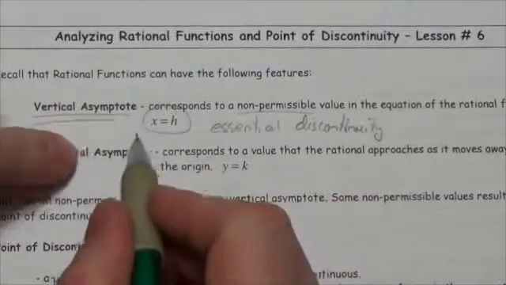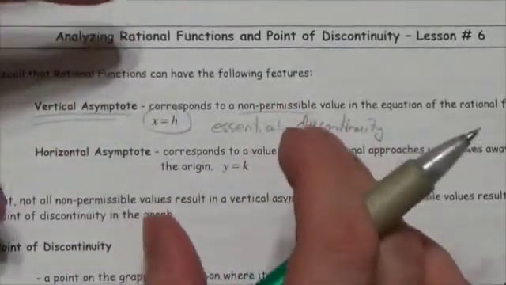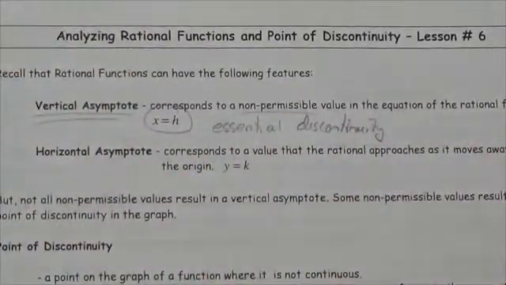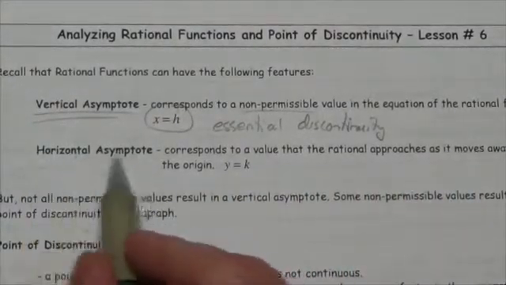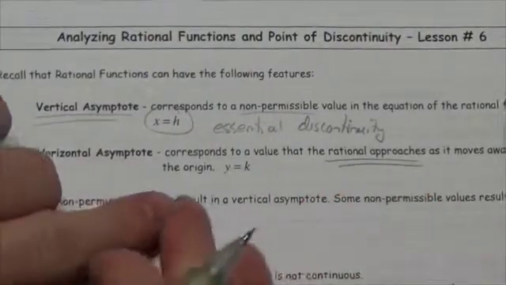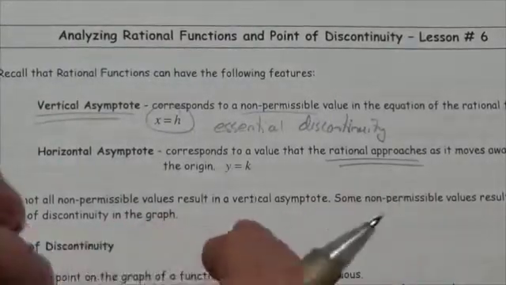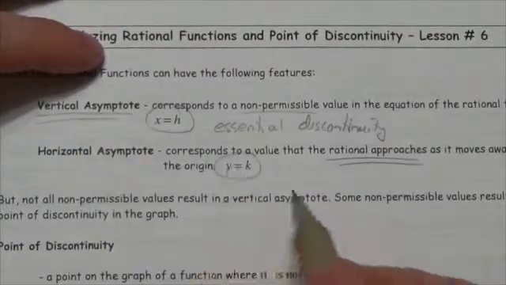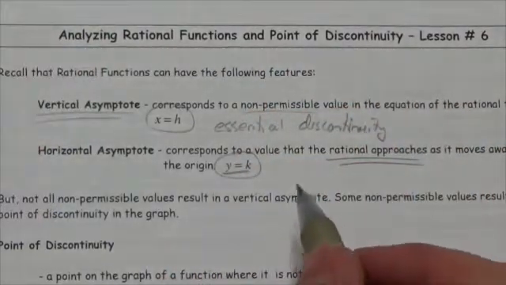But this is a non-permissible value that exists in the function, and you can't get rid of. It's there, you're stuck with it. Anyway, you'll see the contrast to that in just a few minutes. Your horizontal asymptote is going to correspond to a value that the rational function approaches as the values of x get larger and larger, whether that be in the positive or the negative direction. For very, very large values of x, the horizontal asymptote is basically this value that the function approaches, y equals k.